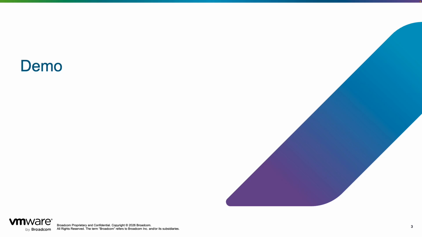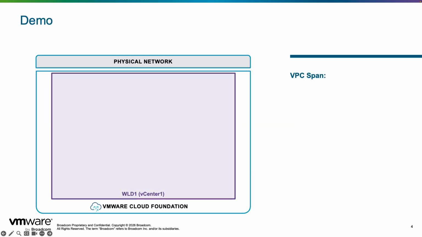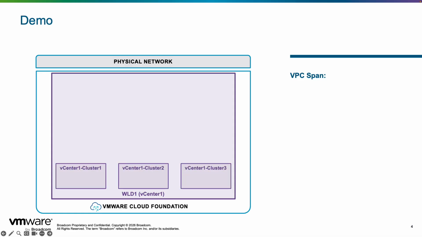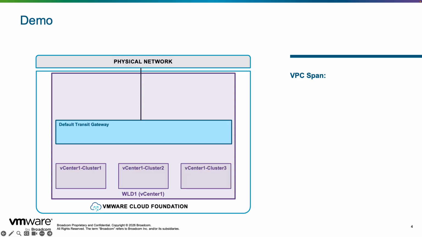Okay, now that we have covered the architecture, let's see how this actually looks in VCF 9.1. The demo will be in 3 parts. For the first part, you'll see in my lab, we have 3 vCenter clusters, and by default, the default transit gateway spans across all 3.